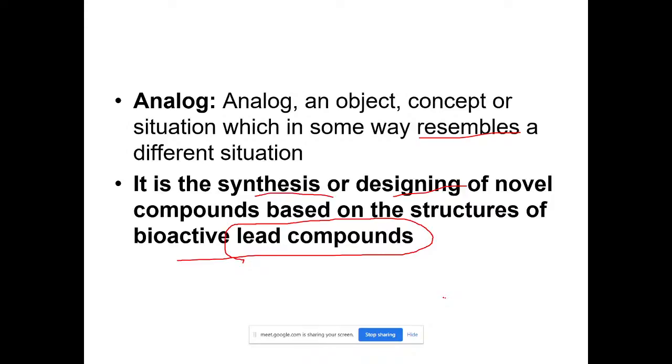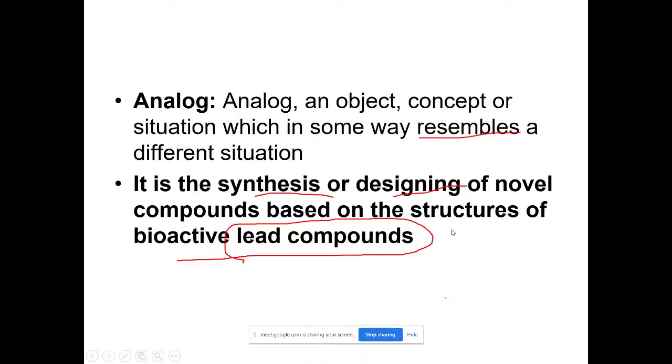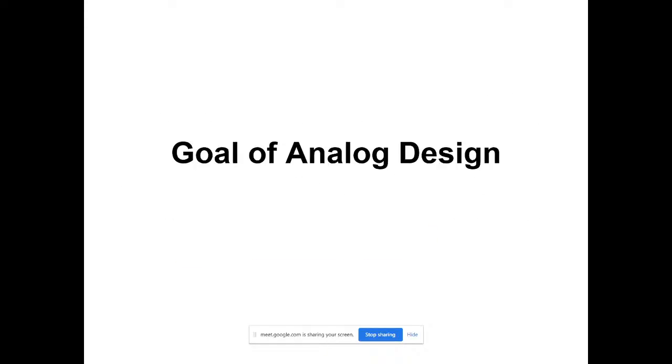Correct? So what is the difference between hit and lead? A hit means a molecule will bind to a particular target, irrespective of whether it shows desirable activity or not. Whereas a lead molecule is one step ahead of a hit. That is, it will bind to the target and it will show some desired biological response. That is a lead molecule.